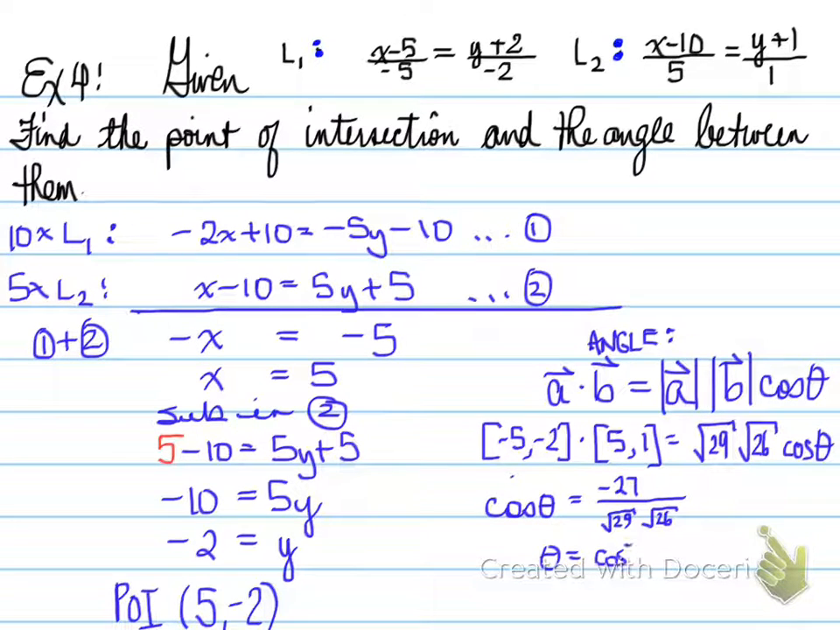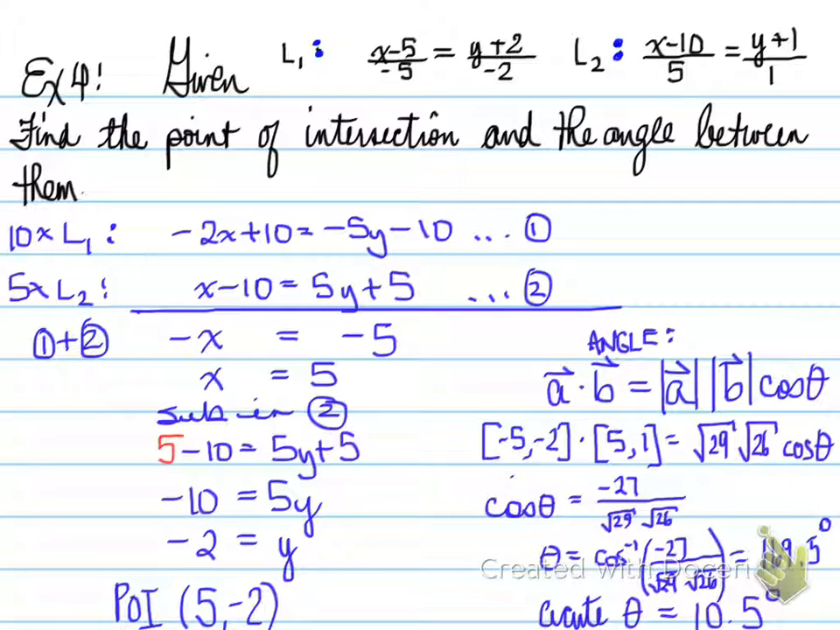Take the cos inverse of that value, and we find that it will give us an angle of 169.5 degrees. So the angle between the two lines is 169.5 degrees. The acute angle between them would be 10.5 degrees. So either the very large angle of 169.5 or the acute angle is the opposite angle. So one of those two angles is the angle between the two lines.